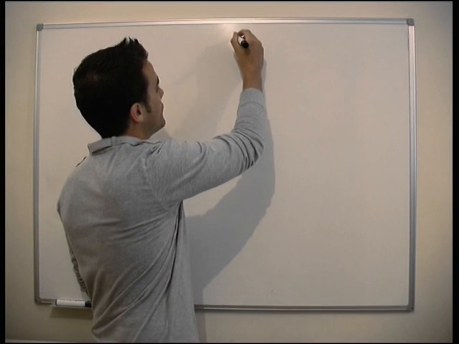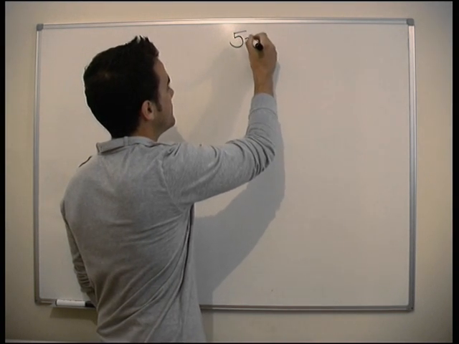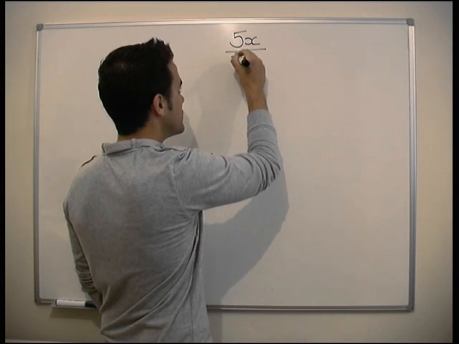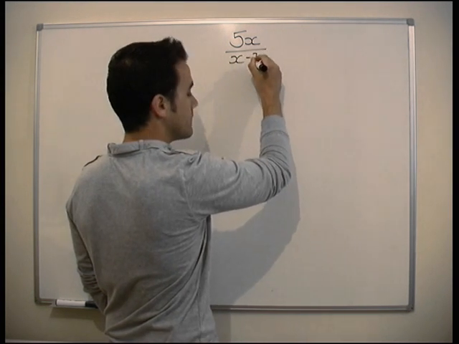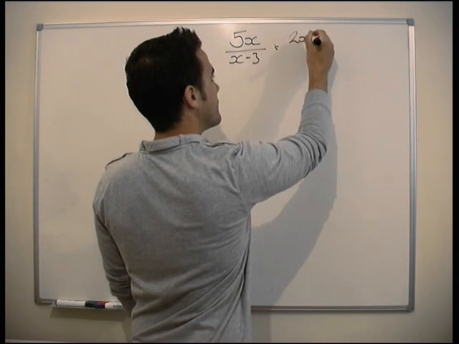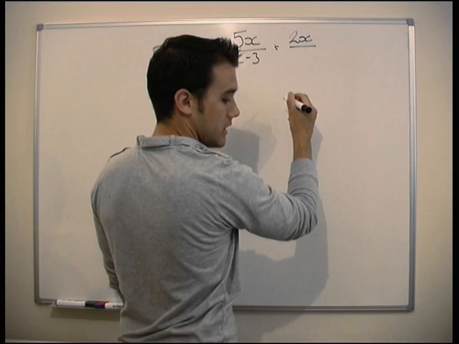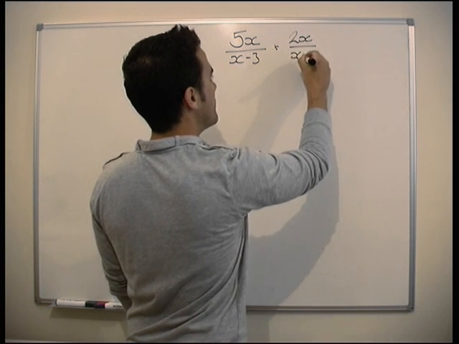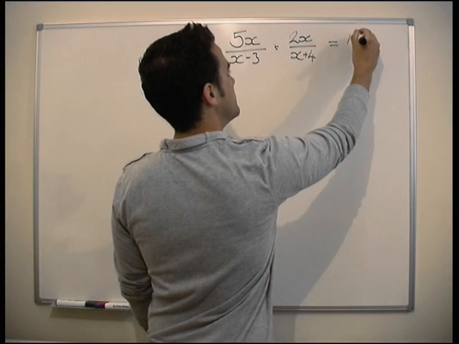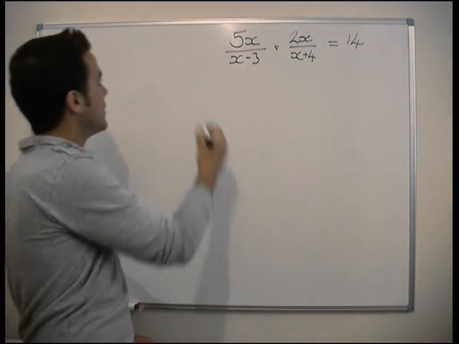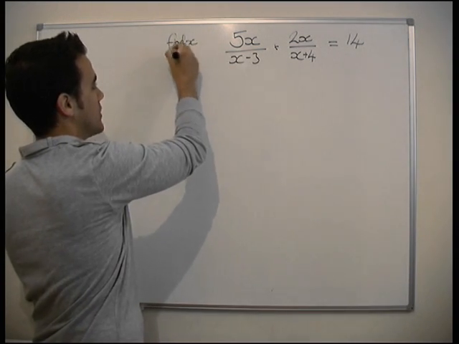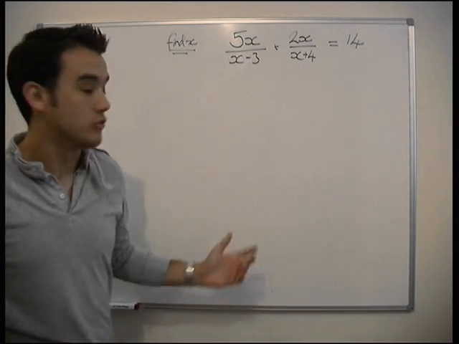So what we've got, two fractions: 5x divided by x minus 3, plus 2x divided by x plus 4. Okay, and that equals 14. And what we need to do is find x. Okay, as pretty much always, we need to find x.